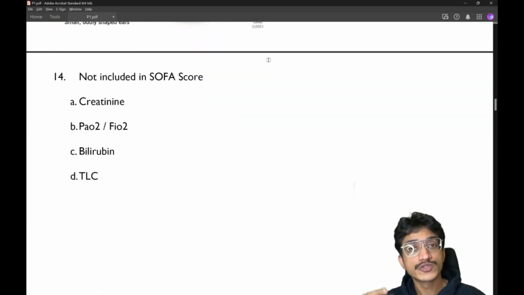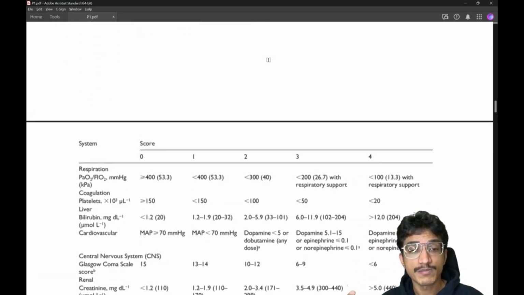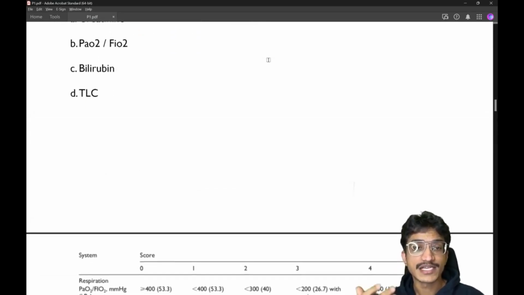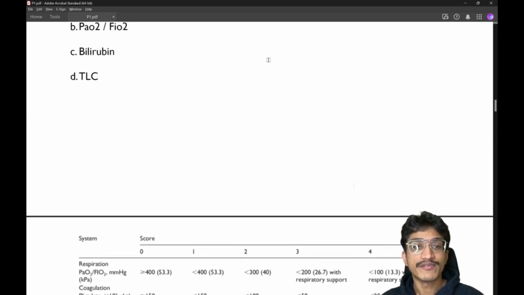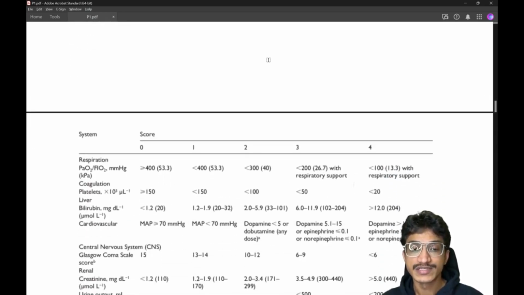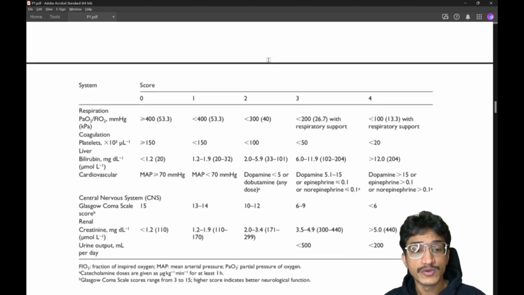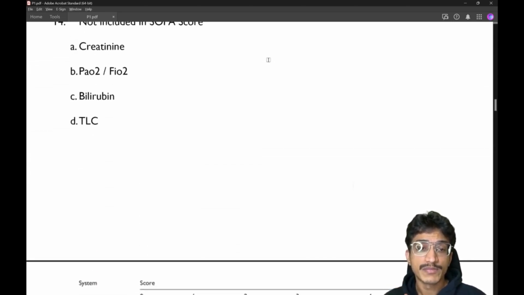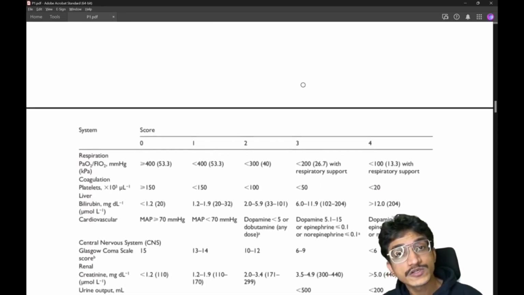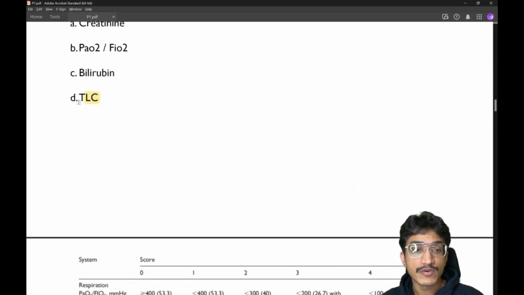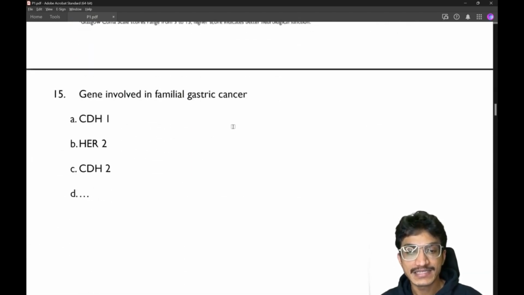Usually the qSOFA score is used, but here they have asked which is not a component of the SOFA score. As we can see, the respiratory PaO2 by FiO2 is a component. Then what you have is the creatinine. Is creatinine a factor? Yes, creatinine is included in the SOFA score. Then bilirubin and total leukocyte count. Bilirubin is also a factor, but total leukocyte count is not a component of the SOFA score. So the answer should be TLC in this case.